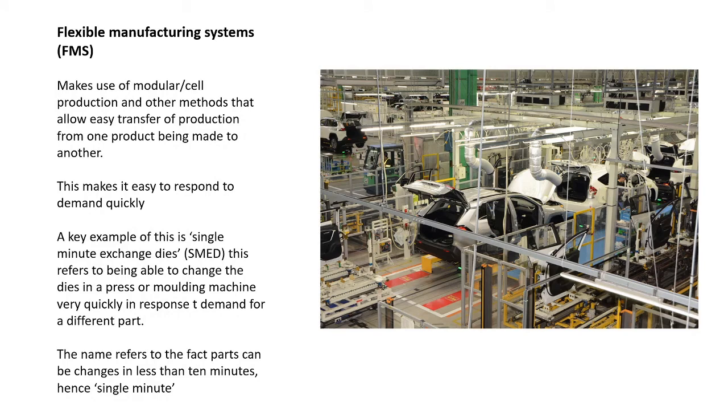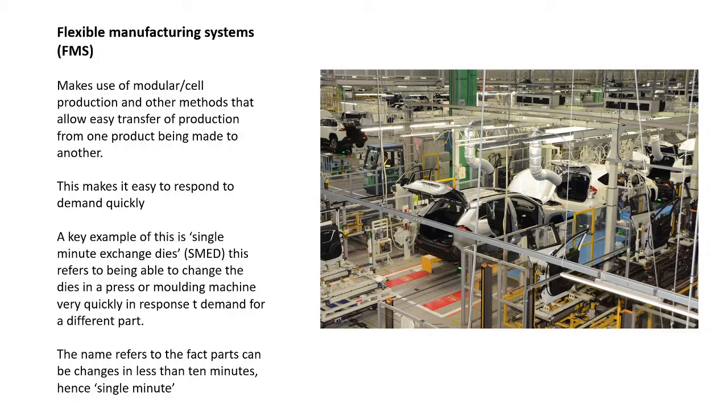Next, we've got flexible manufacturing systems. One of the big examples, and they use it in the book quite a lot, is Toyota. The idea is that they use the modular or cell production that we talked about before, with CNC machinery doing a lot of the work. But the idea being is that you can change the product quickly depending on the demand.